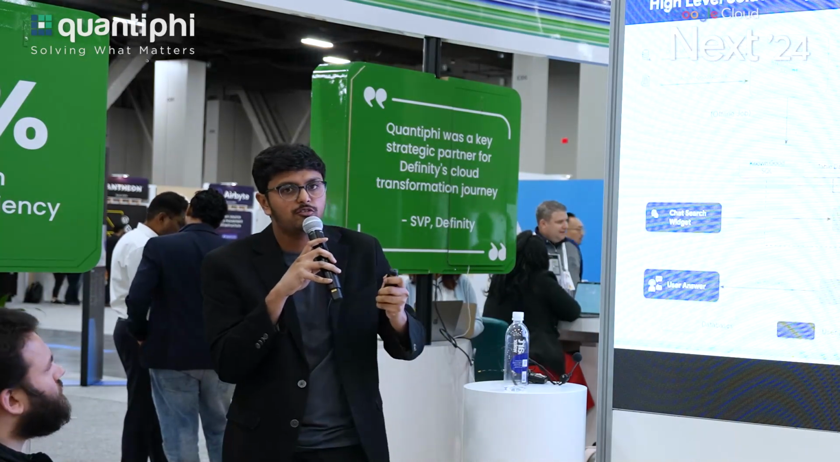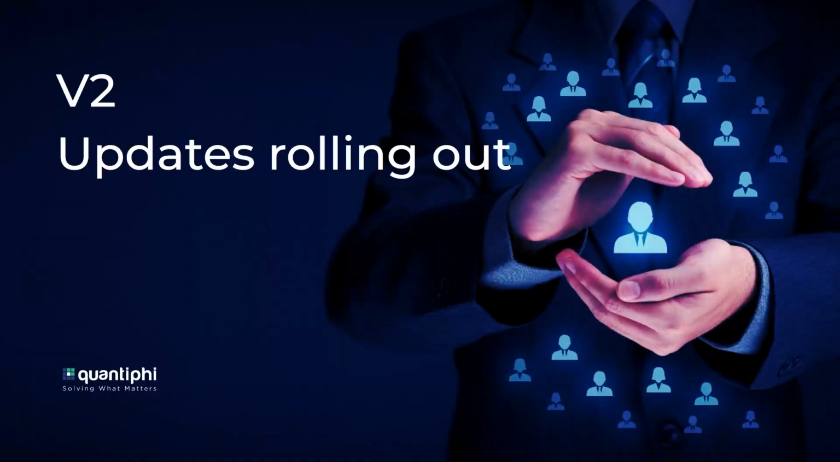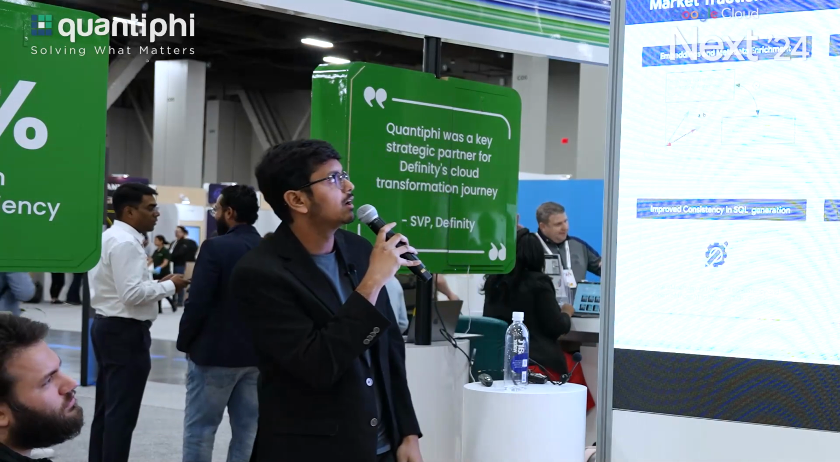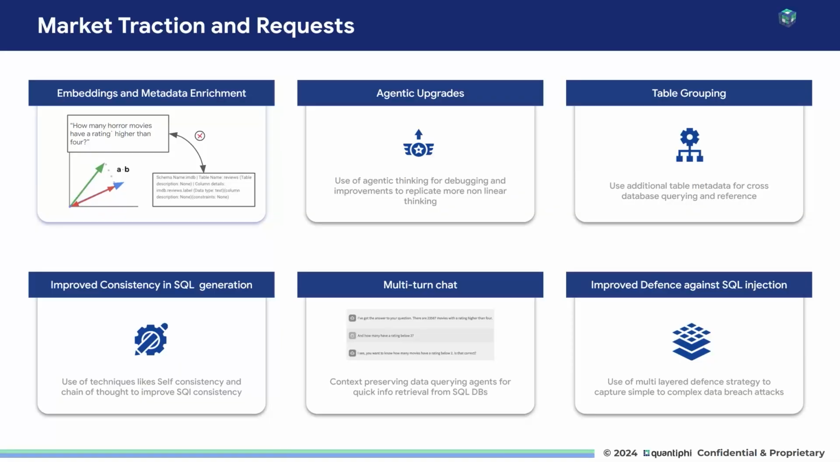There were a bunch of requests that we got from people, a bunch of requests we got from the client, and based on that, we've charted out a basic roadmap, which falls into V 2.0. This is where we, as Quantiphi and Google, are collaborating and building some of these enhancements onto the solution, right? The first is embeddings and metadata enrichment.